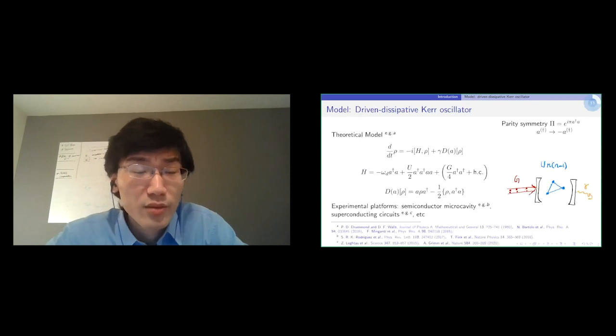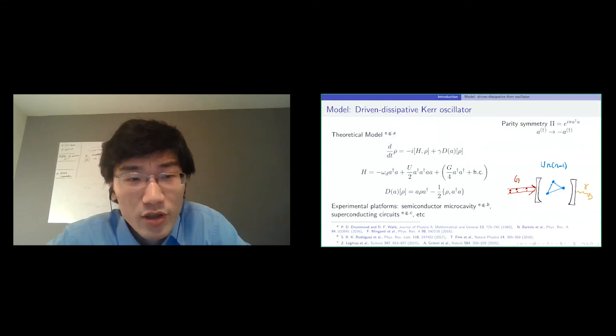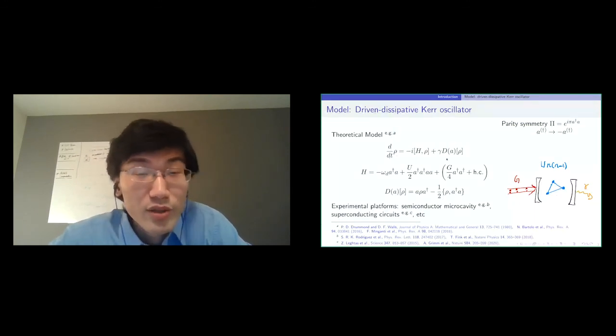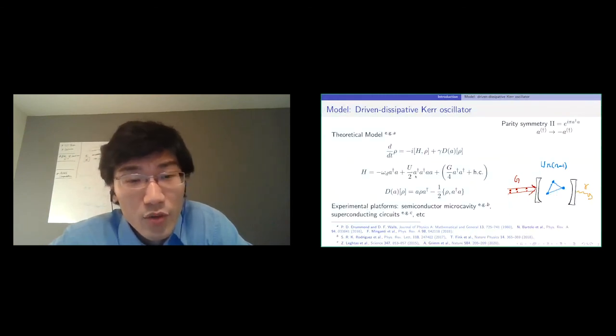Then another model, and also the model we are going to study here, is a driven-dissipative Kerr oscillator. Theoretically, it's described by a Lindblad master equation. Here, we have used a rotating frame, so the Hamiltonian is time independent. Then you can see that here we have the harmonic part, where omega d is the detuning, the difference between the driving and the frequency of the cavity.